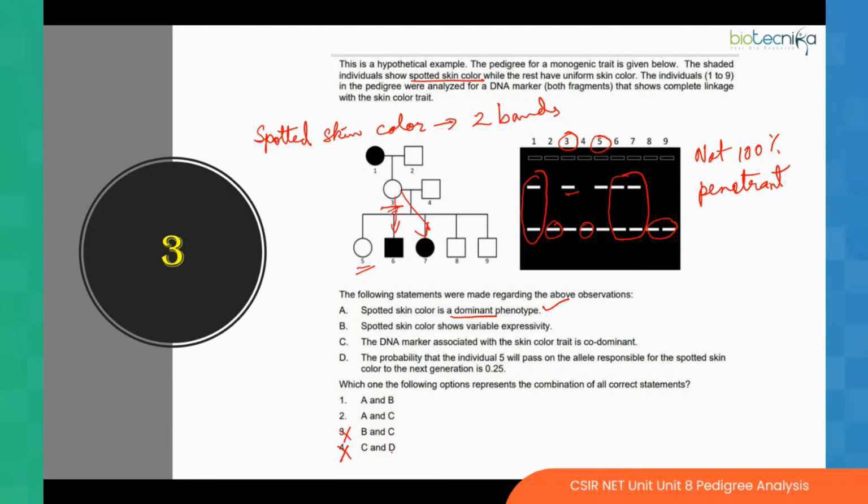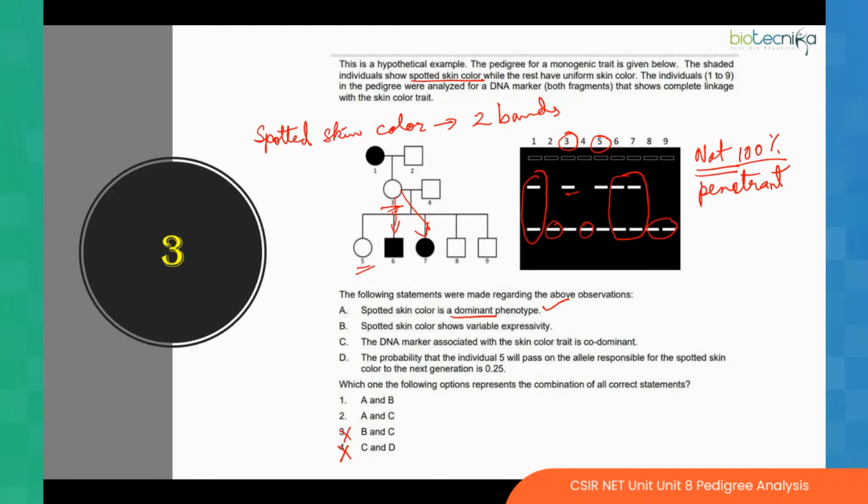so you can eliminate them. Okay, now statement B says that spotted skin color shows variable expressivity. Okay, so this is not variable expressivity. There's no information given on the expression level of the trait in the affected individuals. But from the data that is there, what we have concluded is that it is not 100% penetrant. Okay, so it is not complete penetrance, but there is no information about expressivity.